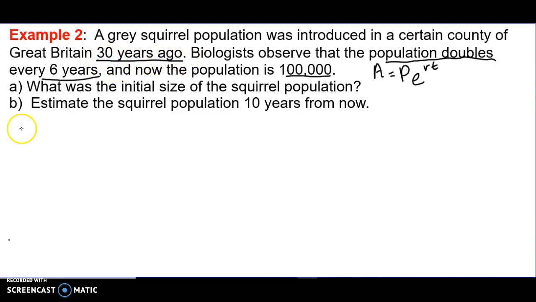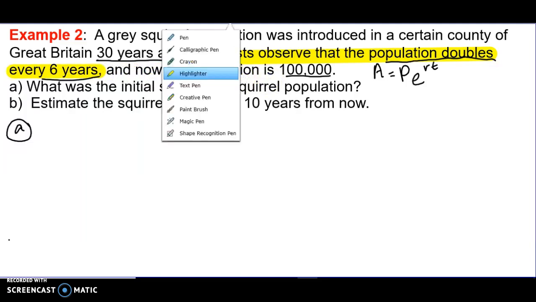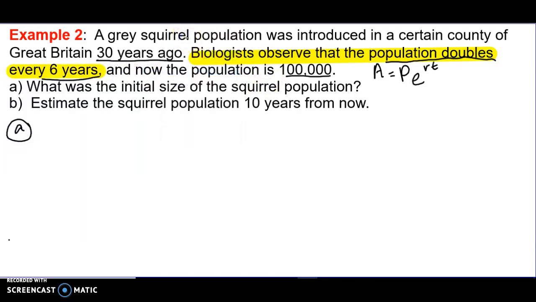So the first question for part A says, what was the initial size of the squirrel population? So we can't solve and do anything unless we have the rate. So the first thing we need to do is find the rate using everything that talks about the biologists, that is, observed population doubles every 6 years. We need to use that information to help us find the rate.